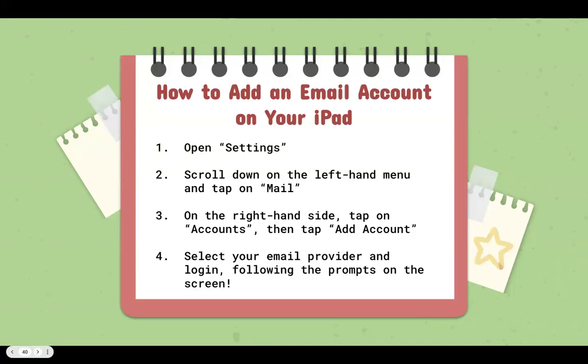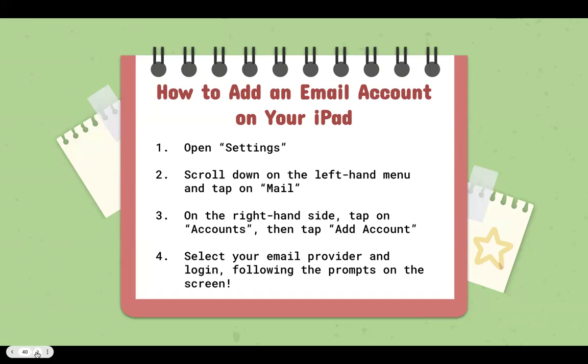So open settings, scroll down on the left-hand menu and tap on mail. It'll be highlighted in blue, right? Because you tapped on it. Then on the right-hand side, tap on accounts, then tap add account, select your email provider, and log in following the prompts on the screen, okay?